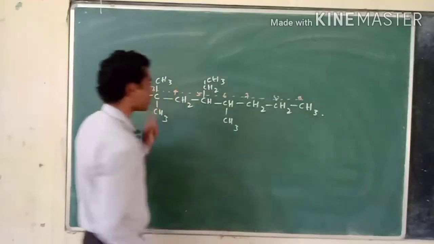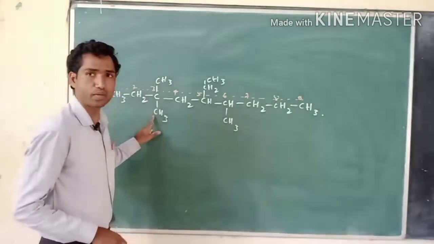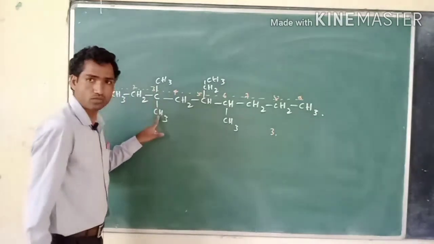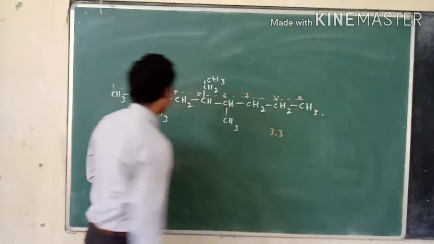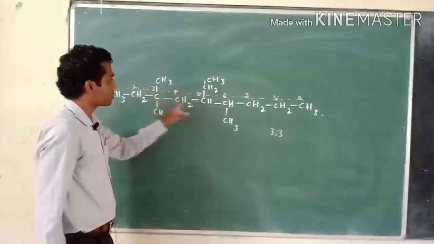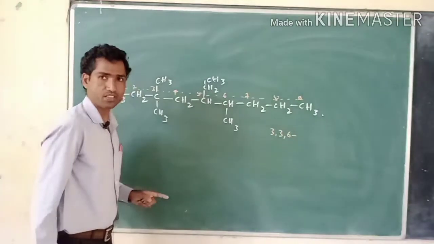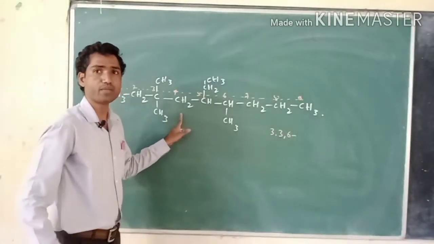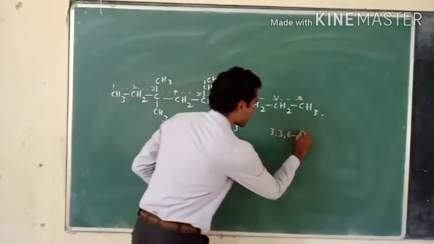So if there is more than one identical substituent in the molecule, then how to write the name of the substituent? At the third position, one methyl group is there. Again at the third position, one more methyl group is there. Again at the sixth position, one more methyl group. So how many methyl groups are there in this molecule? 3 methyl groups. Therefore I have to use tri.